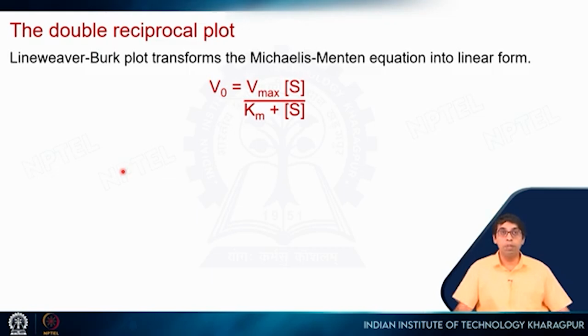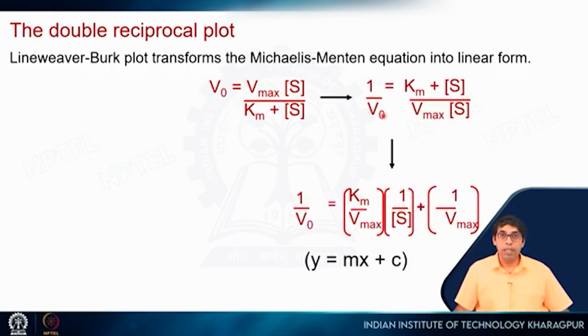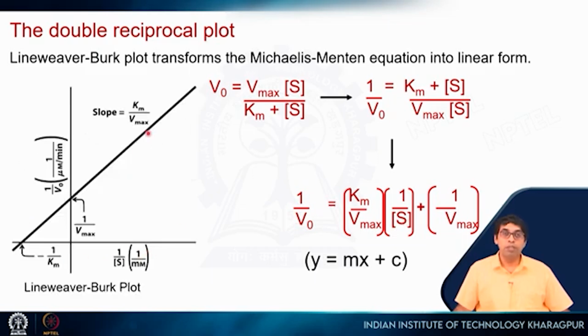To get rid of this problem, Lineweaver and Burk proposed that we can invert this equation like so and make it a linear equation. V naught becomes 1 by V naught and S becomes 1 by S. So, you can see that 1 by V naught equals some constant times 1 by S plus some constant. This is very similar to y equals mx plus c, which is a straight line equation. If we plot 1 by V naught versus 1 by S, instead of V naught versus S, we will get a straight line plot.